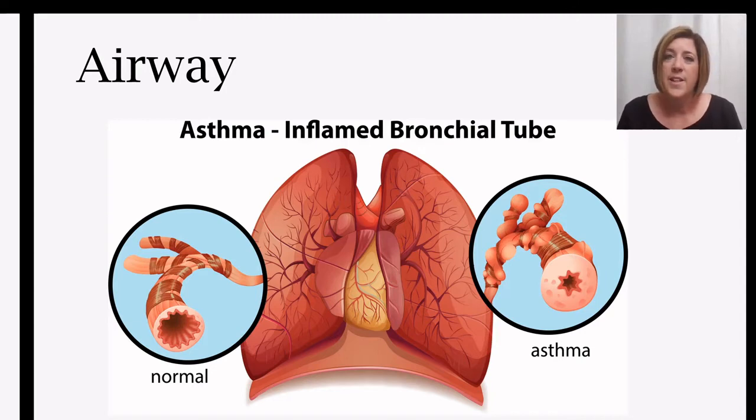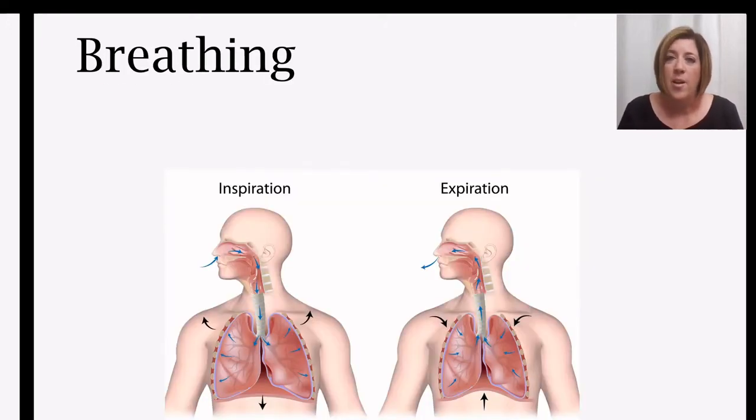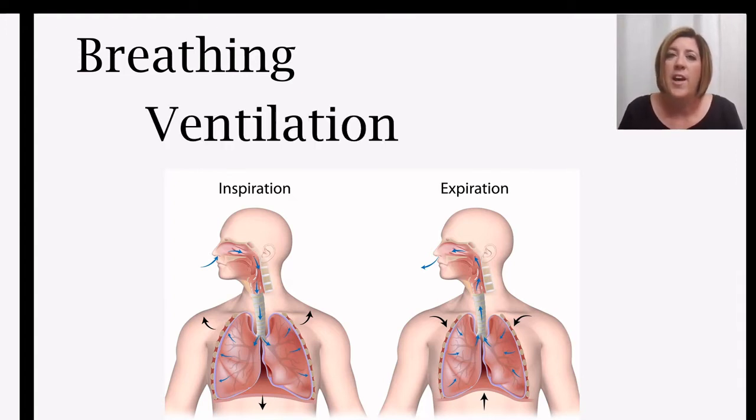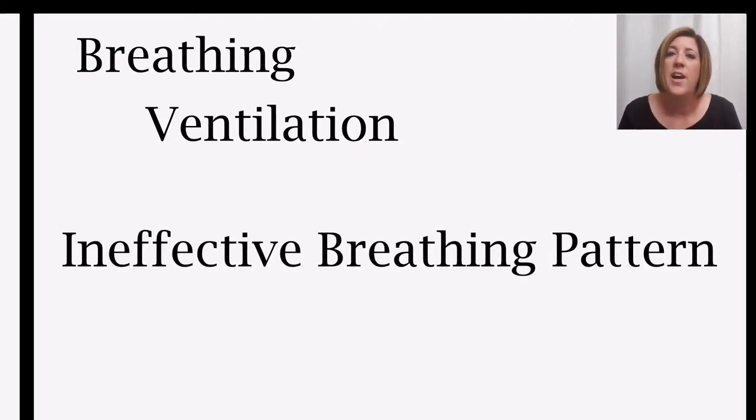Now, what's the next thing that needs to happen to get the air from the external environment into the alveoli? The patient needs to take a breath. So now we're talking about the physical act or work of breathing. When we talk about that, we'll refer to that as ventilation. Ventilation is basically your nervous system tells your respiratory muscles, including your diaphragm, to breathe, and the muscles have to have the ability to do that. So when you have a problem with ventilation, the nursing diagnosis for that is ineffective breathing pattern.